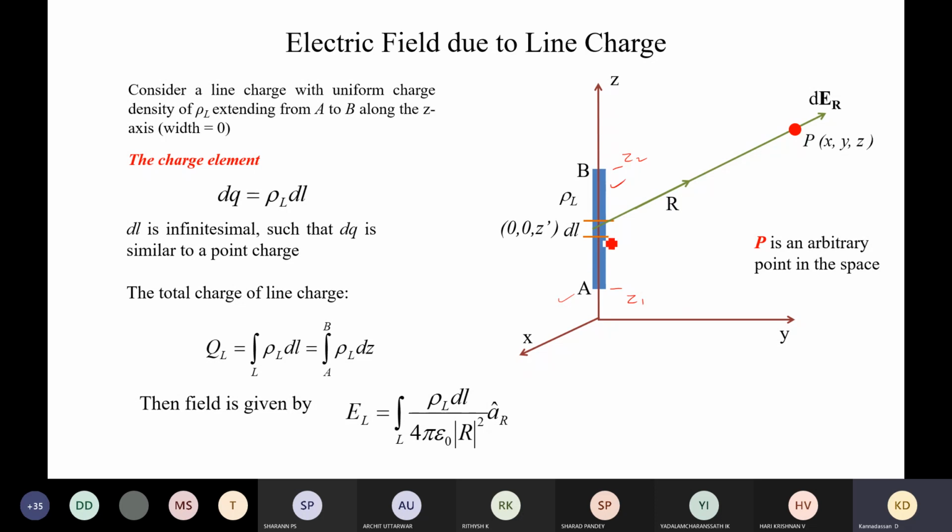So this is the line, and this line has a width of 0. That is the preliminary, fundamental assumption for being a line. So a line will have only length. There is no width for that.